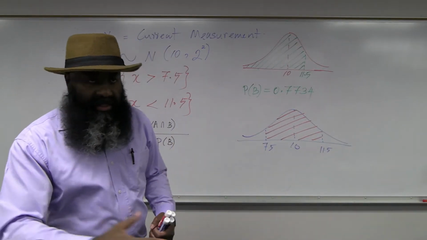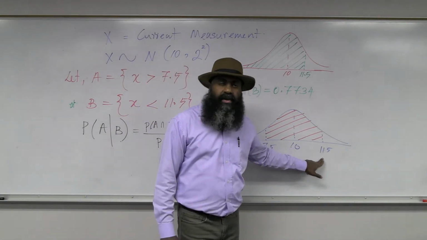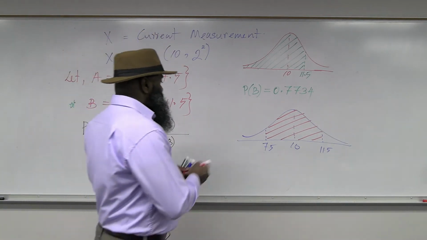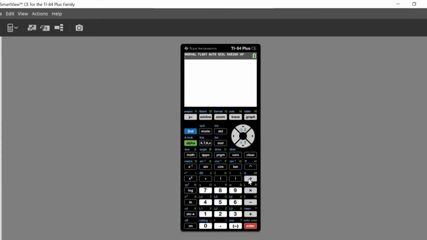You have to go to distributions, select normal CDF. The lower limit is 7.5, upper limit is 11.5, mu equals 10, sigma equals 2, paste, you get the answer. So you get the probability of A intersection B. Here's the calculator again. Let's go to distributions, second variables. That's where we have distributions, and then select number 2, normal CDF, hit enter. The lower limit this time is 7.5. The upper limit is 11.5. mu is equal to 10 and sigma is equal to 2. Select paste, hit enter, and hit enter again.